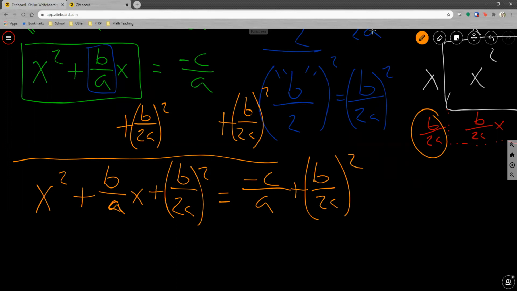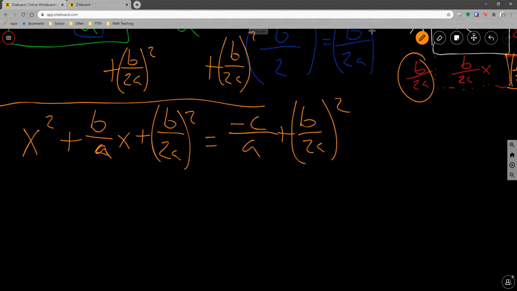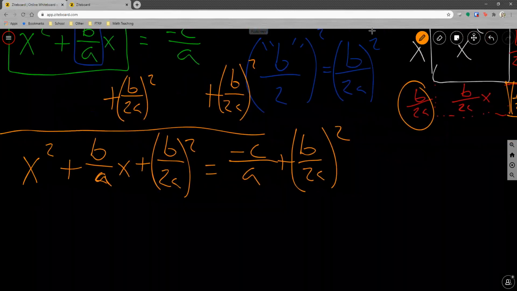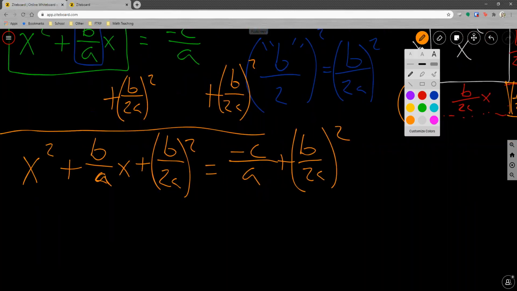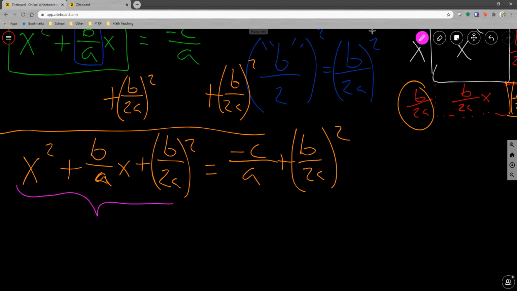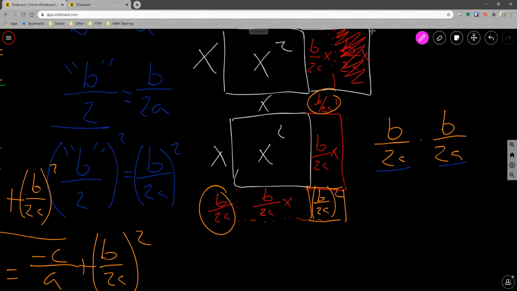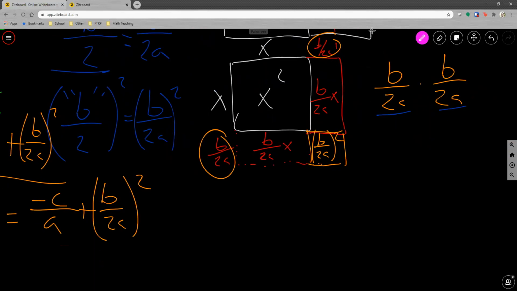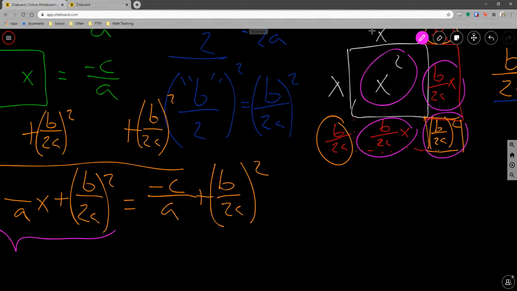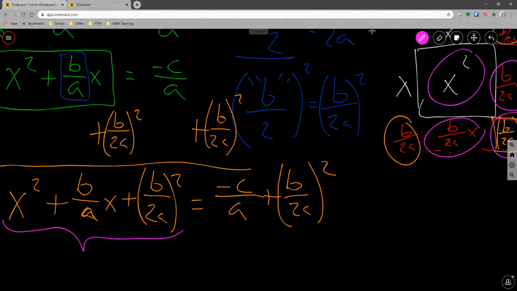Well, the nice thing about this now, on the left side of the equation, is that I can rewrite that as a binomial. Remember, I've created a perfect square trinomial. So I can rewrite it based off of this information here. I've got my x squared, I've got my (b over 2a) squared, and then x times b over 2a times x, which is my middle portion, b over a times x.